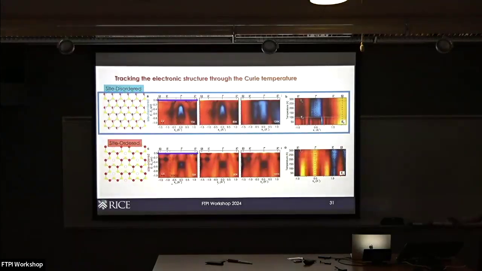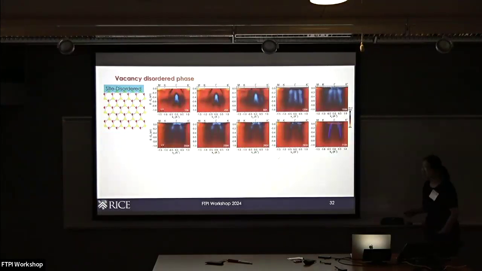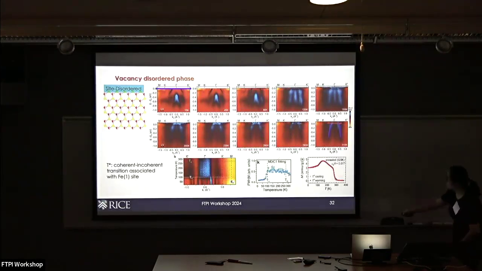Okay, so now let me briefly talk about the other phase, the site disorder one. Here, there are two interesting features. These are cuts taken as a function of temperature. I hope you can see that as you go across some temperature scale, which is 100K, everything suddenly becomes very broad. There's a very sharp transition where the system goes from coherent to incoherent at 100K, and that temperature scale corresponds to this kink in the magnetization curve. Now we know that this behavior is only associated with the site disorder phase.